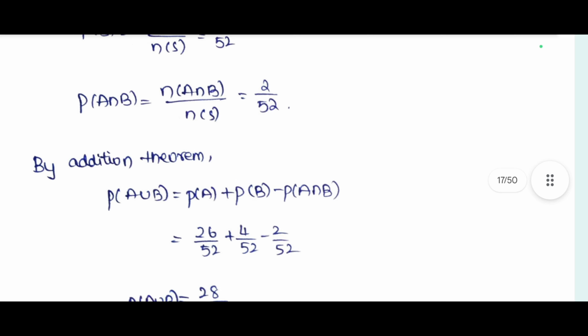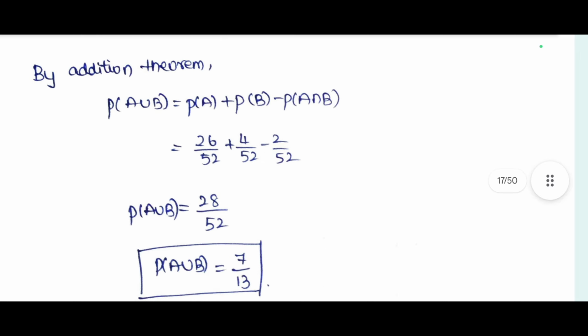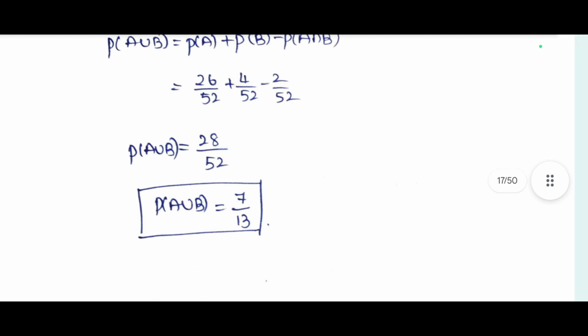By the addition theorem of probability, P(A union B) is equal to P(A) plus P(B) minus P(A intersection B). So that is 26 divided by 52 plus 4 divided by 52 minus 2 divided by 52. So probability of A union B gives you 28 divided by 52. On cancellation you get 7 divided by 13.